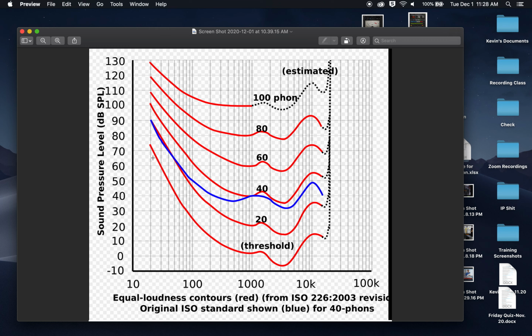So it takes a much greater difference to hear, or much greater sound pressure to hear something at 10 hertz or 15 hertz, 20 hertz. I guess this is probably 20. Yeah, this would be 20 hertz. So it takes 70 dB of sound pressure to hear 20 hertz, but it only takes about 10 dB of sound pressure to hear 200 hertz.